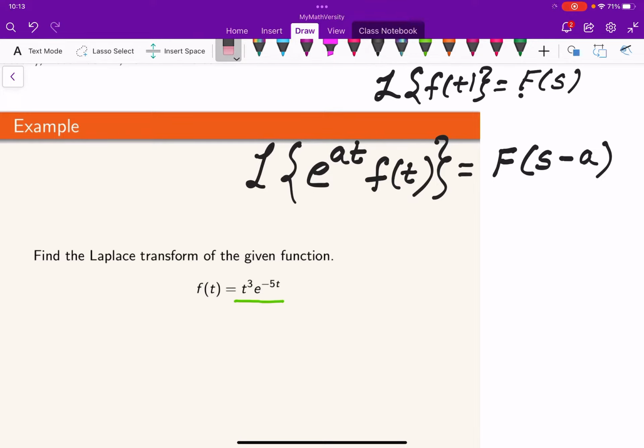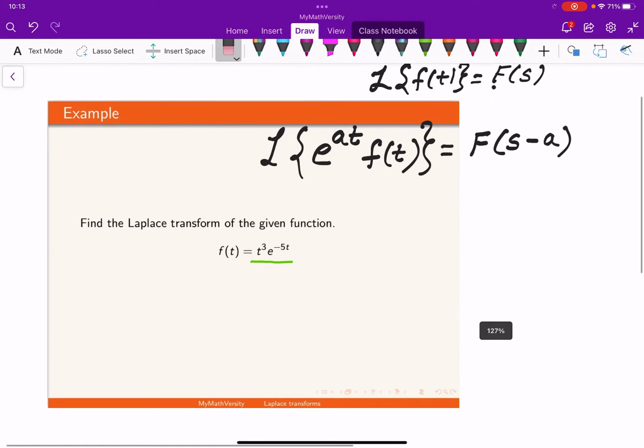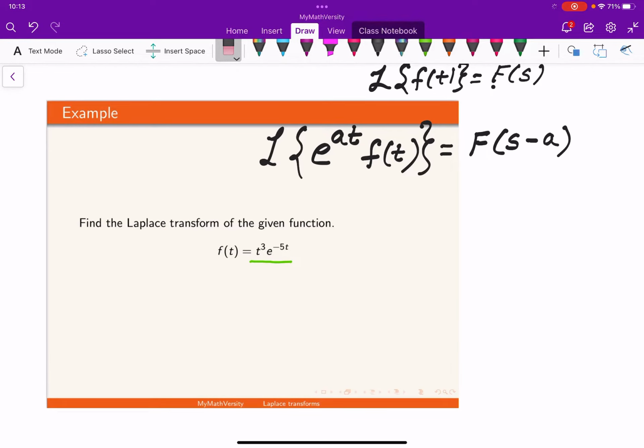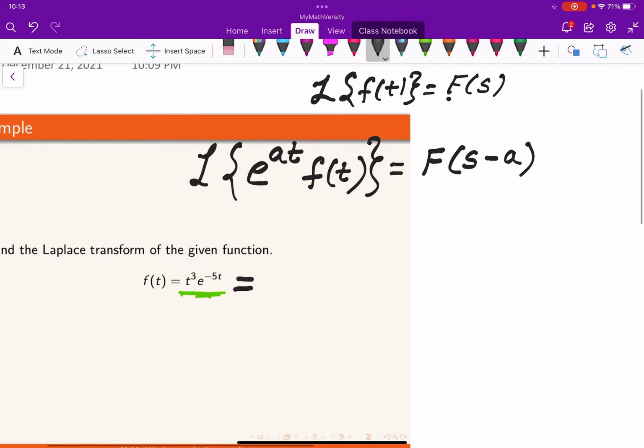But let's try to see how we can use this one over here to figure out the Laplace transform of t cube times e to the power minus 5t. All right, so first of all, we can see that we can actually rewrite this. If we want to exactly compare with the function given over here, we could write down this product as e to the power minus 5t times t cube, right? So we can do that.